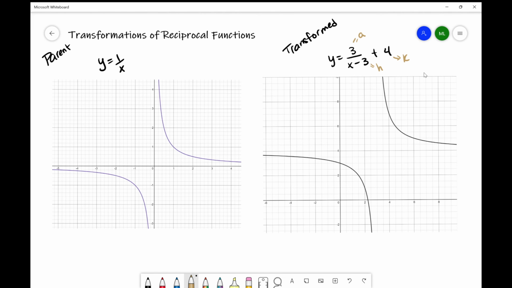All right, so I wanted to also show you the graphs so you could see the comparisons between the parent and a transformed function. A transformed function can take on different forms: a can change, h can change, and k can change. But this is one instance that I wanted you to see.